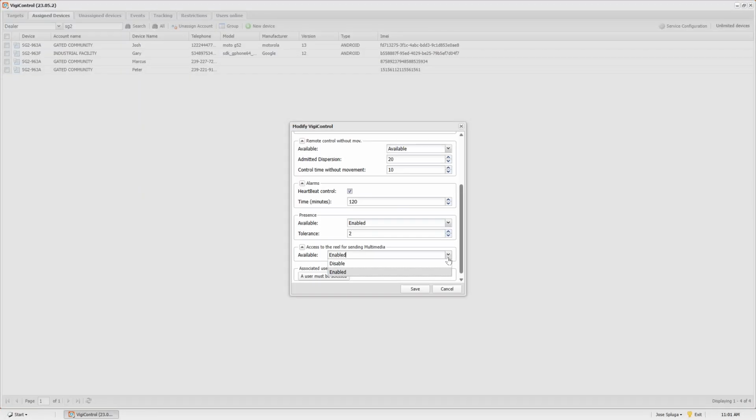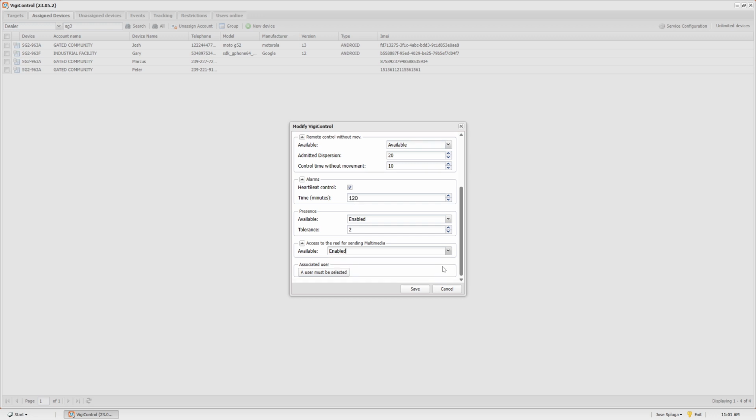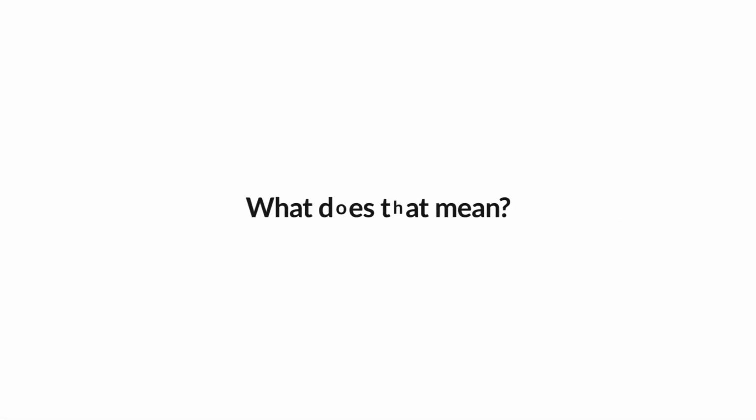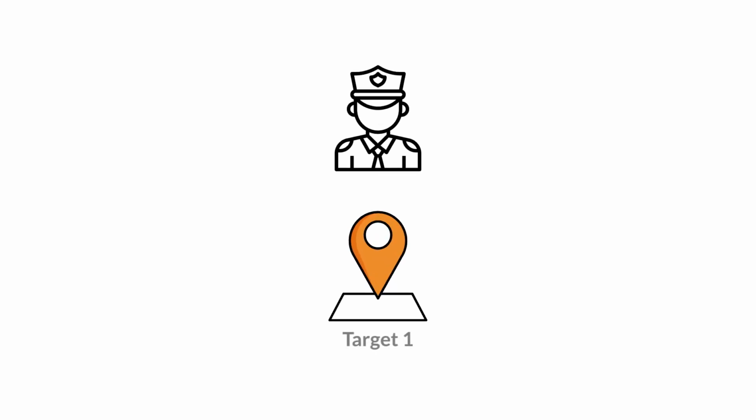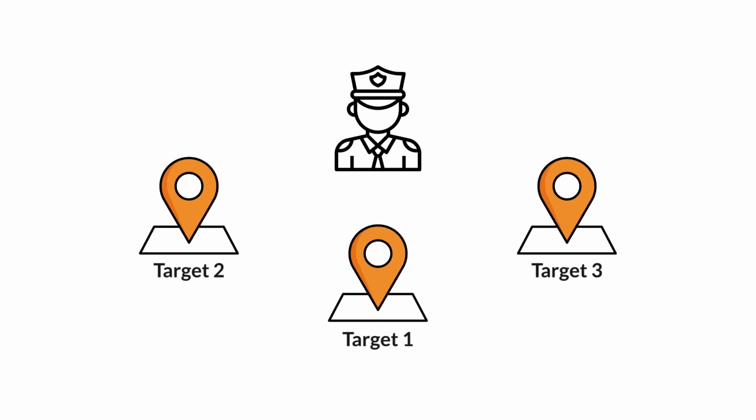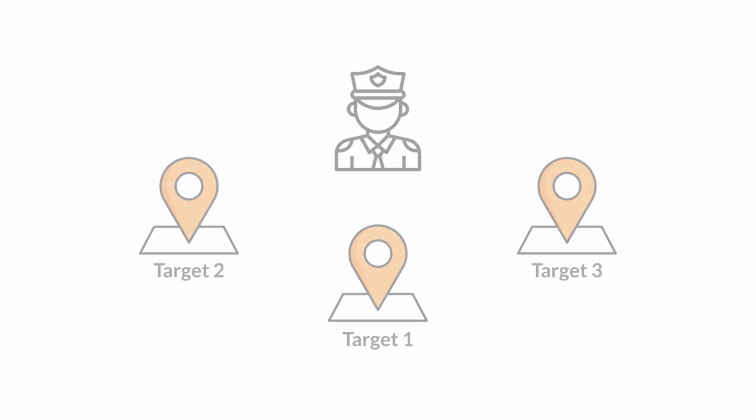The next function allows us to enable or disable the guard's ability to attach multimedia files, images, and videos from their gallery. Finally, we can associate a dealer-type user with this device. What does that mean? Suppose a guard or supervisor won't be assigned to just one target, but we want them to log in, mark checkpoints, and report incidents from multiple targets.